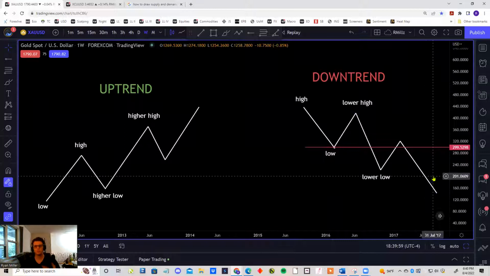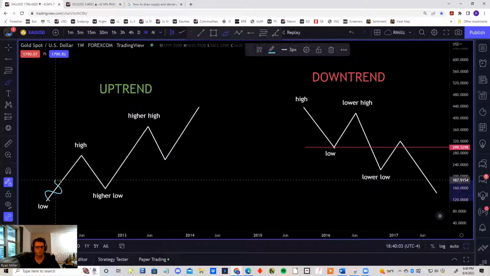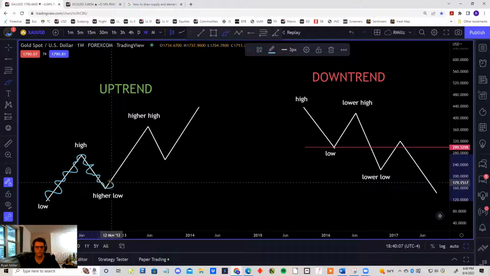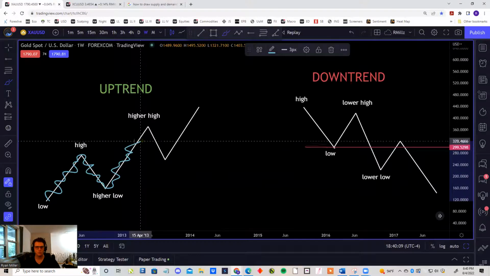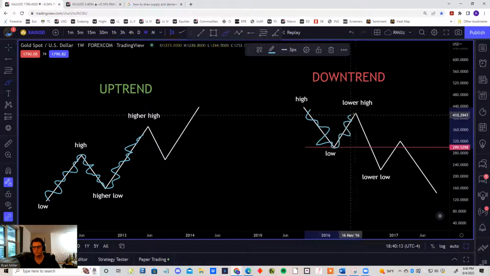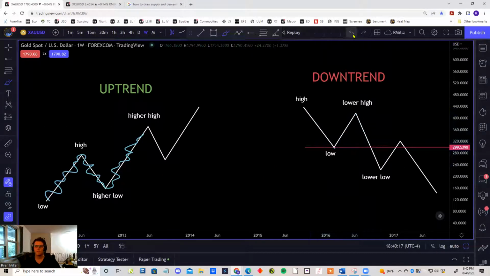And within that major structure, we have what's called minor structure. Minor structure is these smaller movements, right? The smaller fluctuations within the major structure. And you see it in uptrends and you see it in downtrends, right? It's the smaller fluctuations that happen within the major structure.